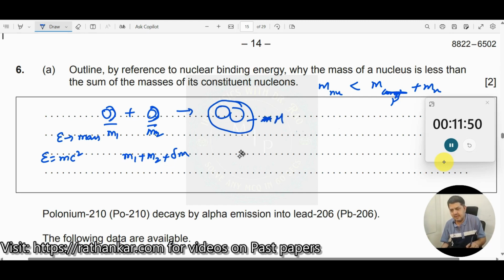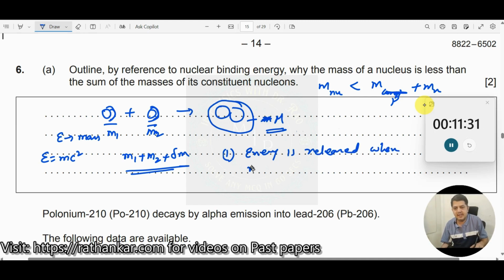As a result of this, there will be a difference in the mass. This mass will not be equal to this; this will be more than that. So what is it that you require? You should write this for 2 marks. Your first point: energy is released when nucleons are brought together. This is the first thing that we need to write.